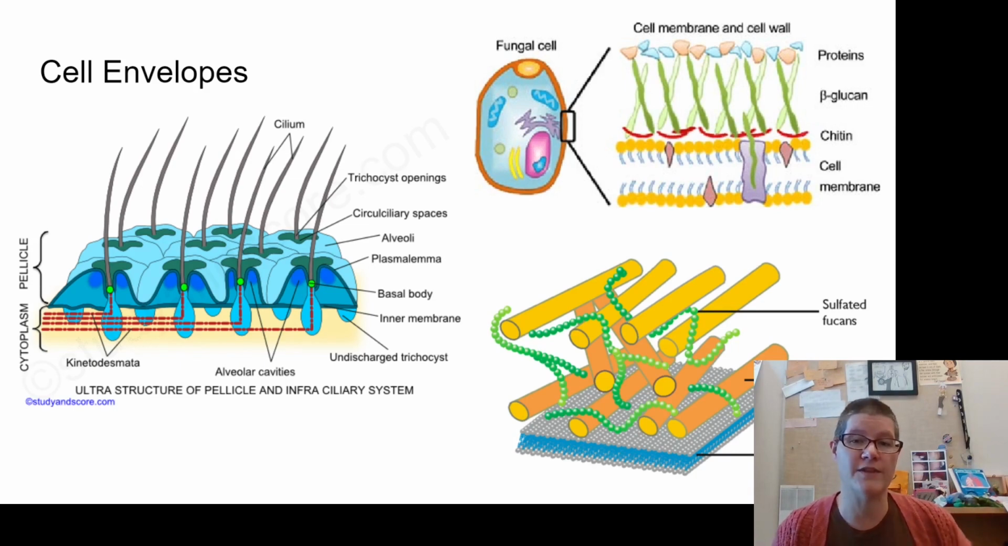They're one of the only things that has chitin as a part of the cell wall structure. Chitin is also found in arthropods, but that would be outside of microbiology. And then it's got beta-glucan, so that's very similar also to the bacteria, peptidoglycan, and other proteins to hold it together. So fungi have a pretty strong cell wall.